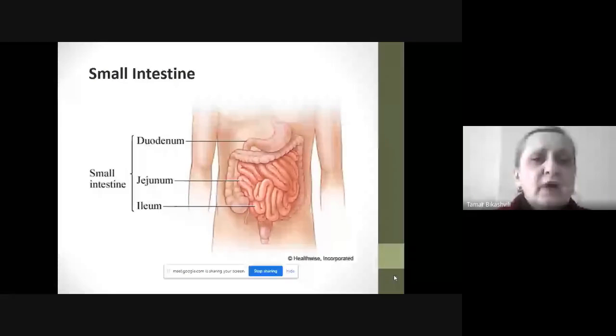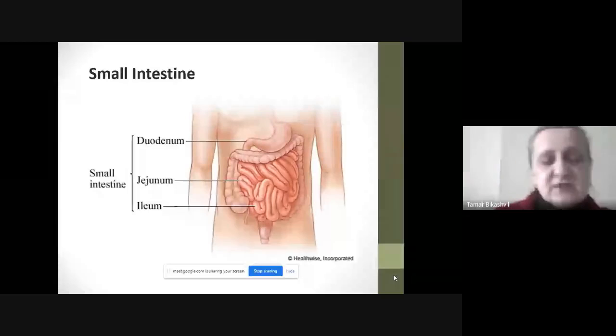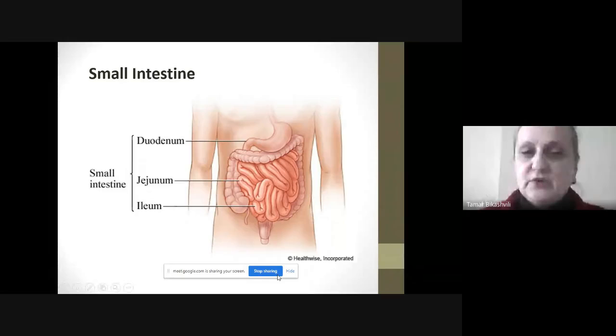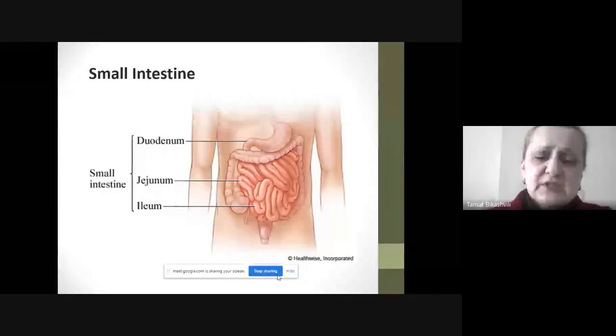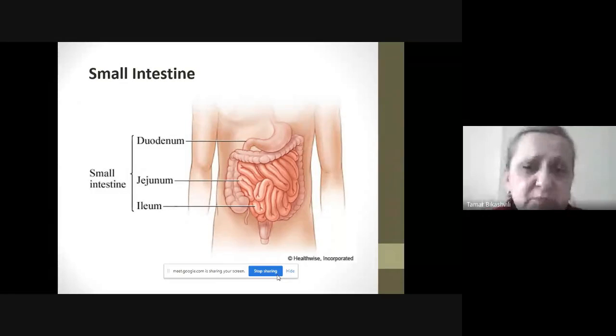So the small intestine has 3 parts, duodenum, jejunum, and ileum, and we'll talk about the most important things in each part. Starting with the layers, these 4 major layers are in the small intestine: the inner part, the mucosa, then the submucosa, muscularis, and serosa. Near the lumen is the mucosa with 3 sublayers, epithelial lining, then lamina propria, and the muscularis mucosa.